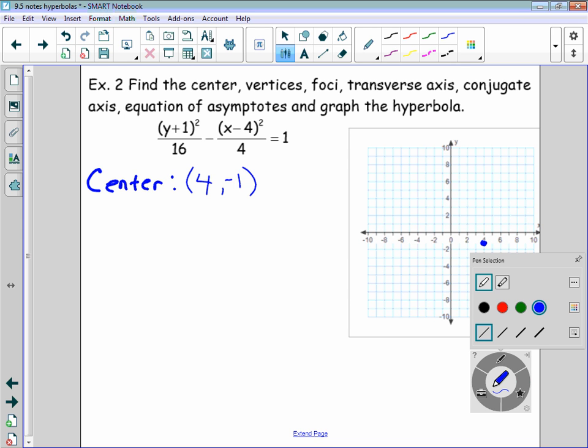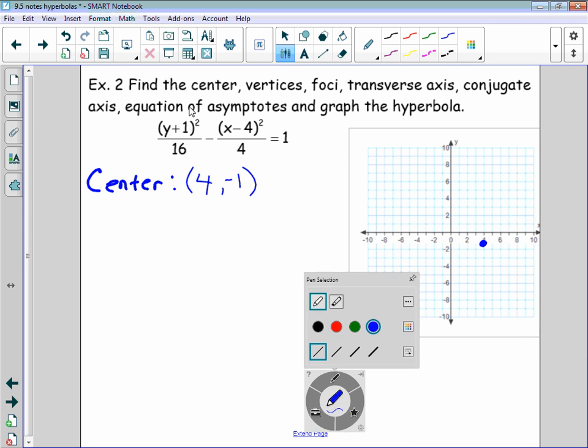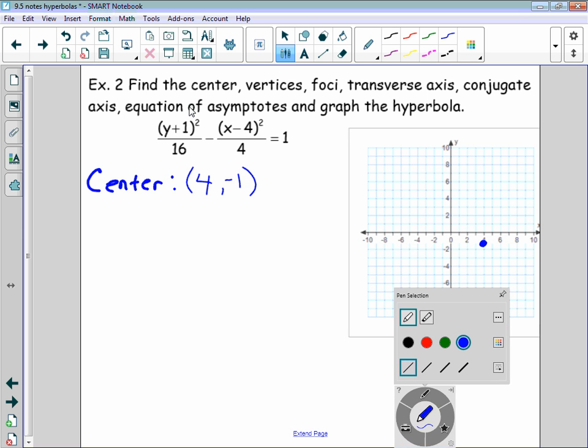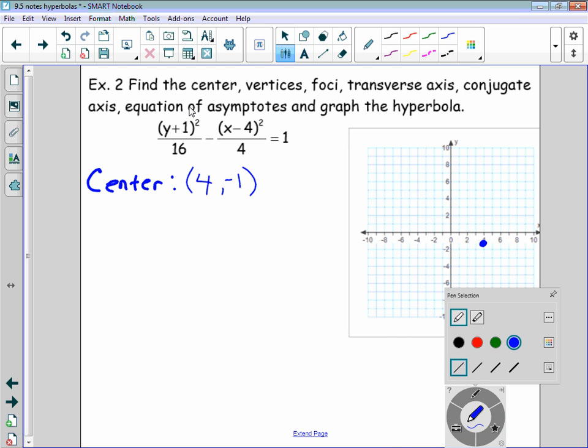Down here. Because h is always with the x, and k is always with y.